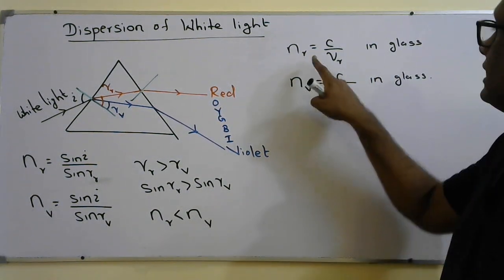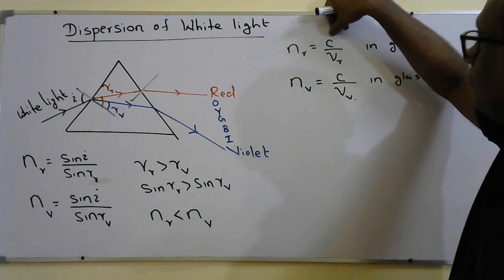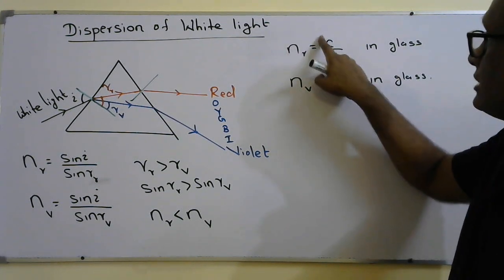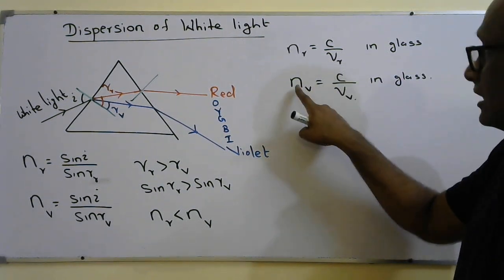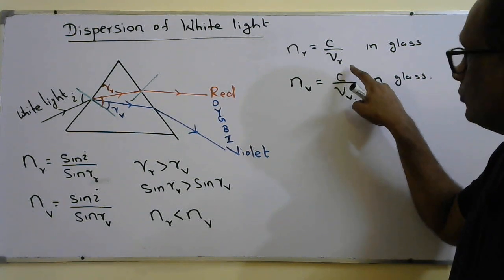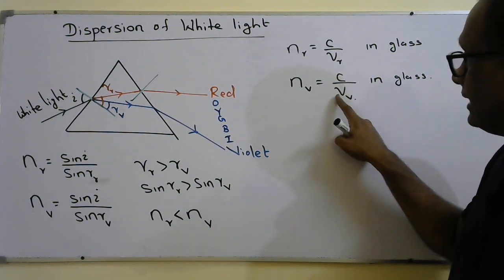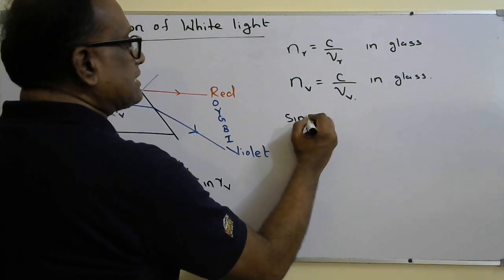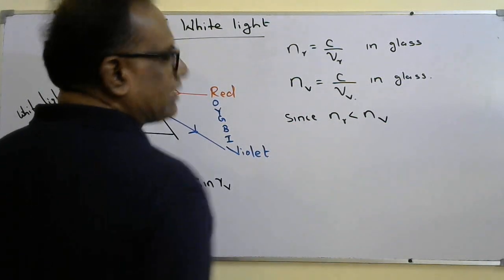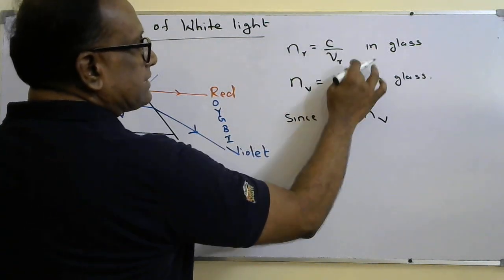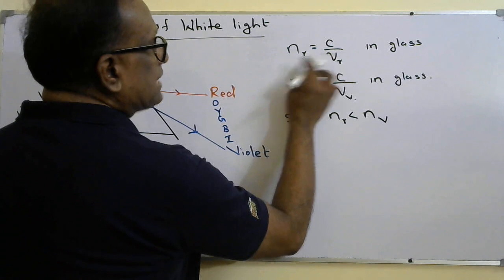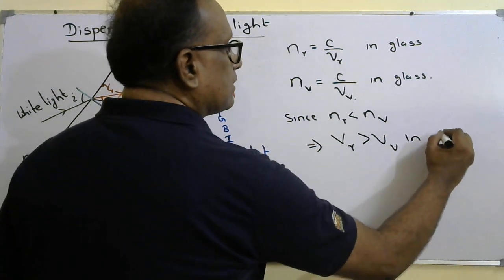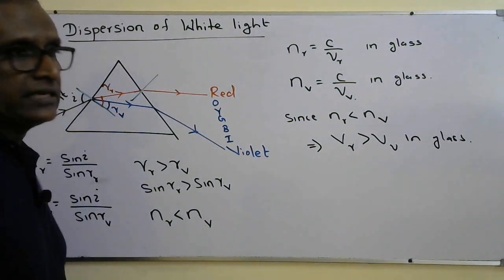So when we use the definition for glass, NR is equal to speed of light in vacuum, all colors have the same speed in vacuum or air, speed of light in vacuum, which is C, divided by speed of red in glass. So refractive index of violet is speed of violet in vacuum, that is the same C, over speed of violet in glass. We know that NR is less than NV. Little mathematics: both have the same numerator C, but NR less than NV means VR is greater than VV in glass. So red color will be faster than violet color in glass.